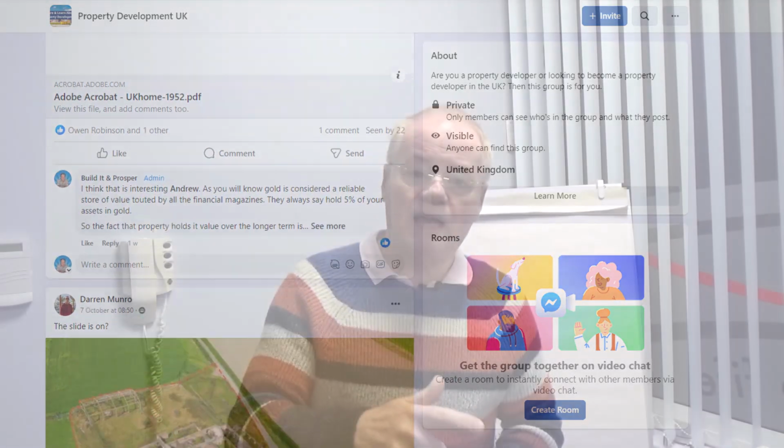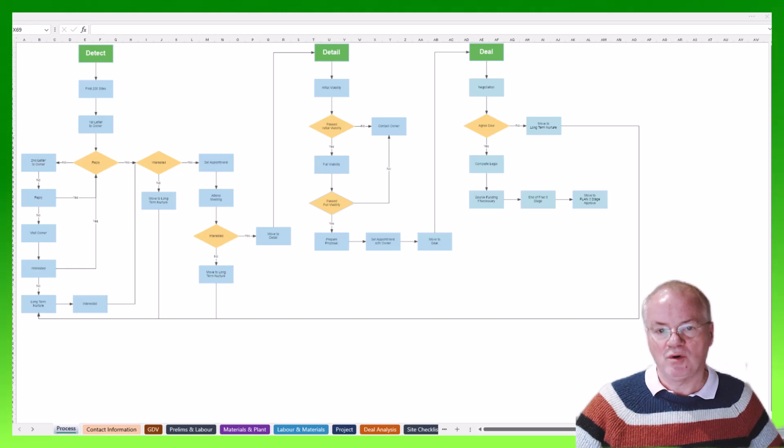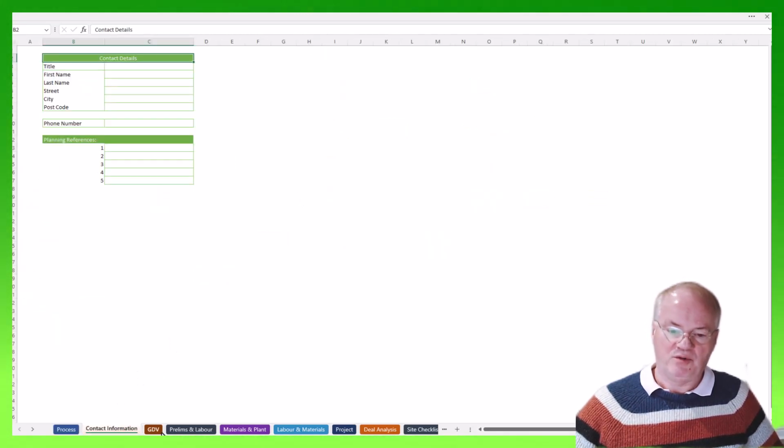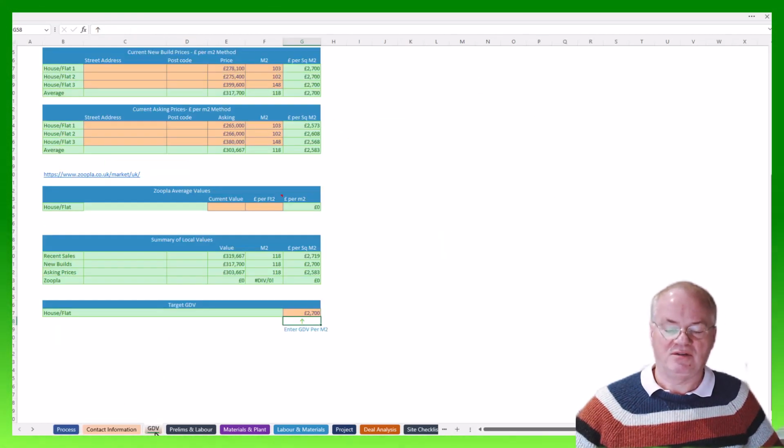So now let's go and have a look at the desktop and look at a desktop appraisal. We create one of these workbooks for each of the potential sites that we're looking at, prior to negotiating with the landowner. So it's essentially an Excel workbook that has multiple tabs. This is simply the process, so that you know where you are within the process. Then we'd put in the contact details of the landowner.